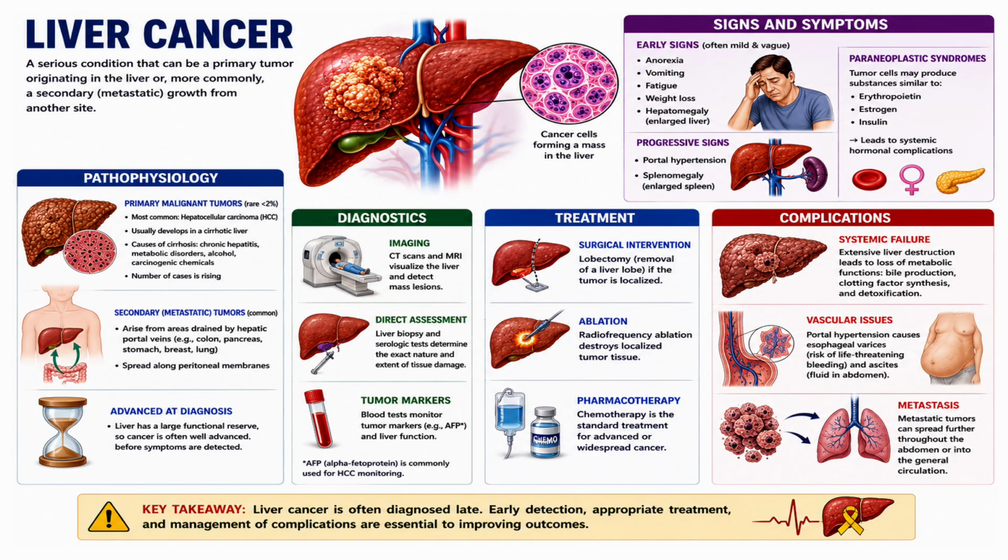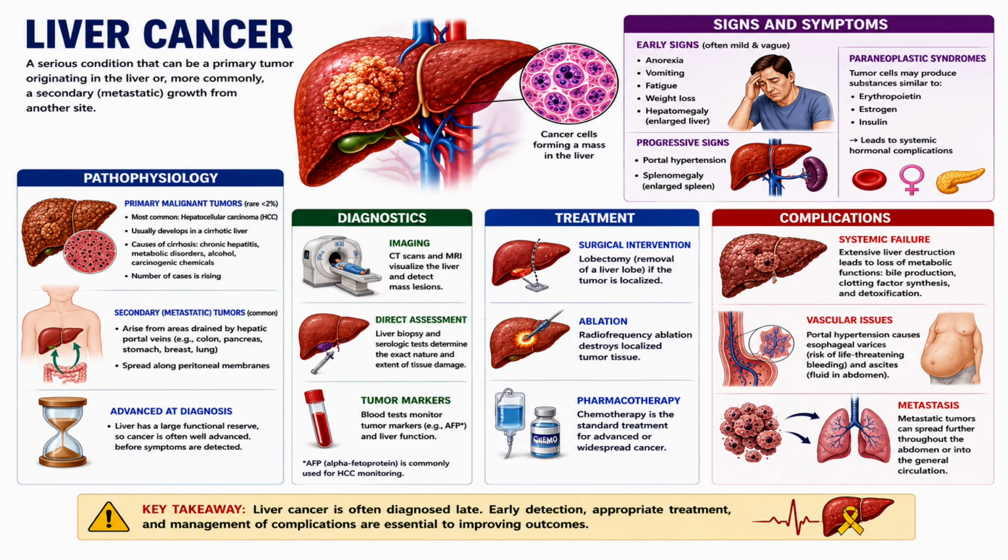Initially, clinical manifestations are mild and general, including anorexia, weight loss, and an enlarged liver, hepatomegaly, we call it. As the tumor grows, it disrupts liver function, leading to portal hypertension, an enlarged spleen, and occasional rare paraneoplastic syndromes where the tumor cells produce substances mimicking hormones like insulin or estrogen.